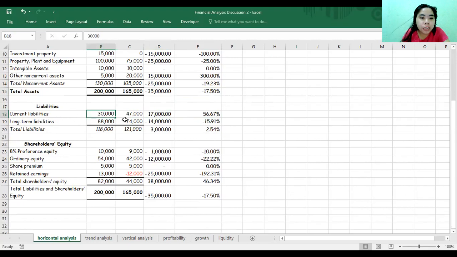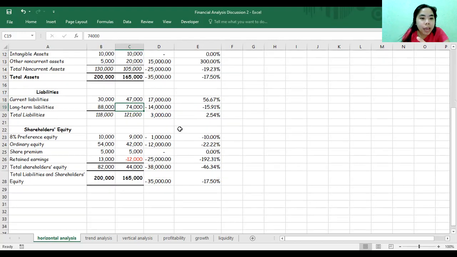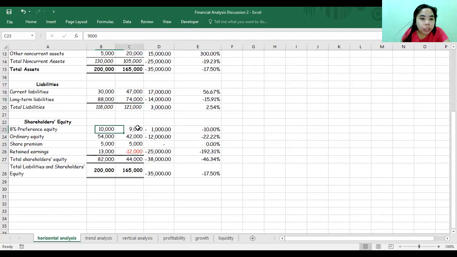For our long-term liabilities, we have a decrease. We have a decrease of 14,000, representing a 15.91% change. So when we analyze this, this means that there is a payment for our long-term liabilities. Okay, and for our preference equity, there is a decrease of 1,000. There might be that the company redeemed preference shares, or an investor withdrew, something like that.